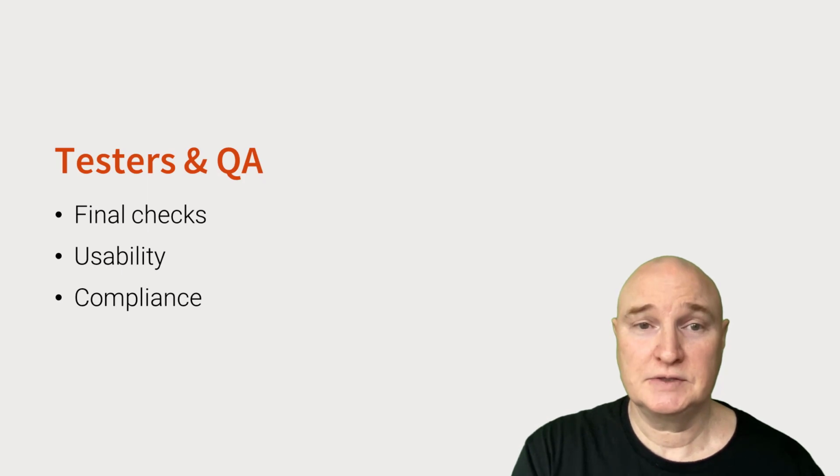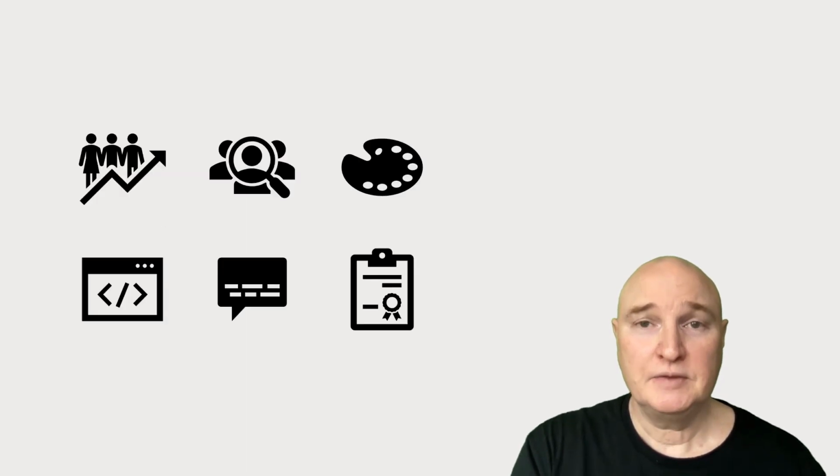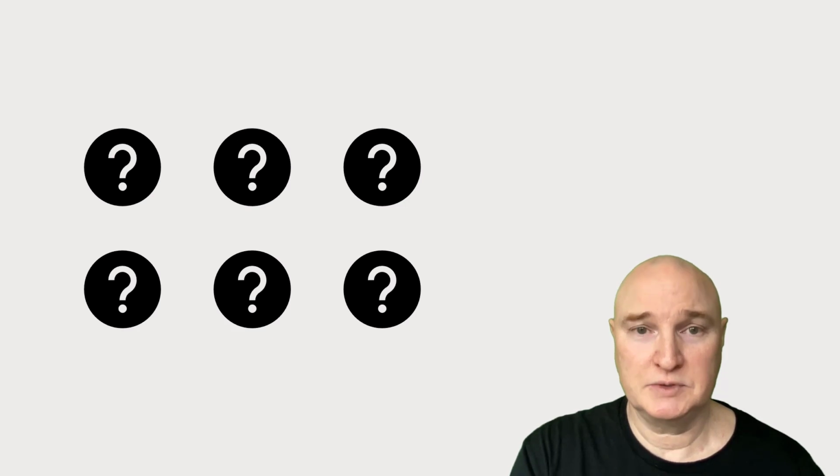Testers and quality assurance. These people are, in many ways, the last line of defence. They'll conduct final checks for usability compliance and accessibility standards and catch any errors that might have slipped through. Now, these are just the basics, and they may differ from your organisation's roles and responsibilities. Ultimately, responsibility for accessibility should occur at every stage in the design and development process.